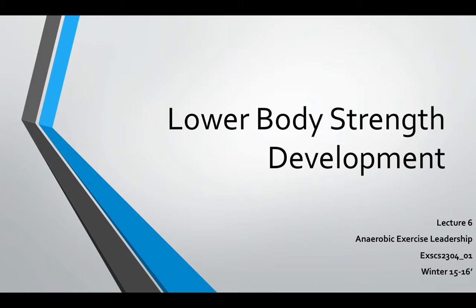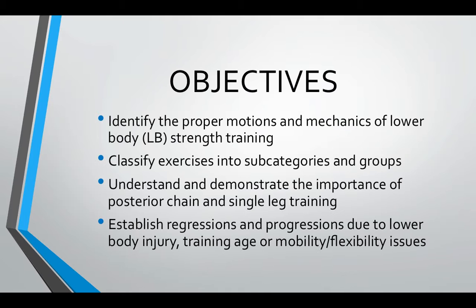Okay, class, moving on to the second component of program design. We're going to start talking about the lower body training program. We want to look at identifying the proper motion and mechanics of the lower body, classify exercises into subcategories and groups, understand and demonstrate the importance of posterior chain and single leg training. Also, just like before, we need to know how to properly progress and regress movements based on injury, subject's training age, and frequency of exercises.